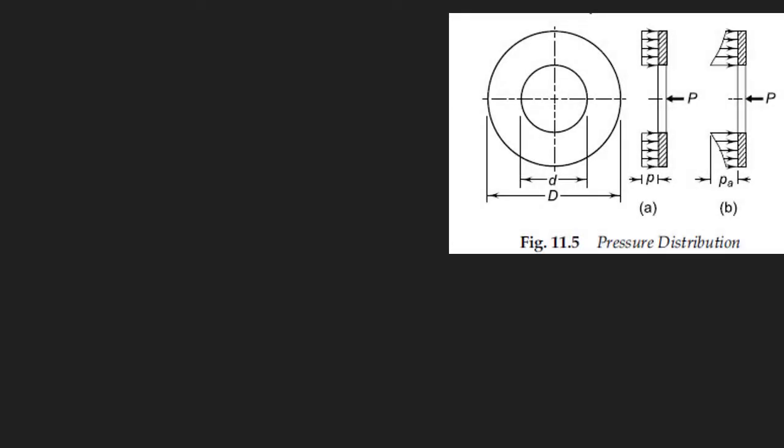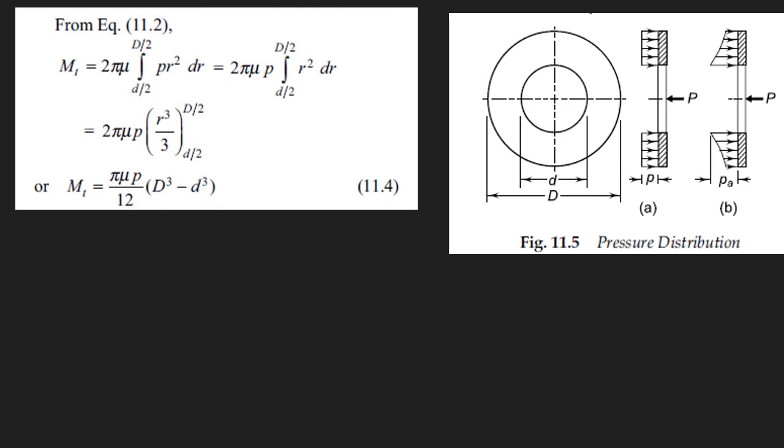All right, so similarly, we will take the torque equation on the ring and integrate it now. Since pressure is constant, as we are dealing with uniform pressure theory, we will take out p and then carry out the integration, and you will get the formula for the torque as pi mu p divided by 12 into D cube minus d cube.